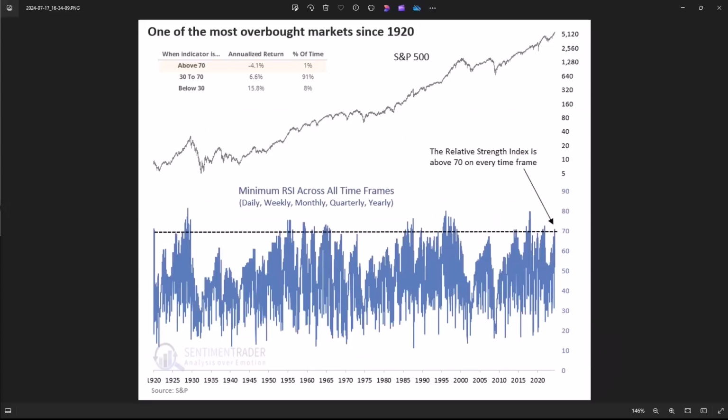Now I'm going to introduce some concepts and then I will go over them in greater detail during the week. But this is one of the most overbought markets since 1920. And you can see relative strength index above 70 in every single time frame. So in every single time frame, look at what you're seeing. Daily, weekly, monthly, quarterly, yearly. It's important to note this stuff, guys. And then go, okay, well, how often does this happen? 1% of the time. How's that usually work out?